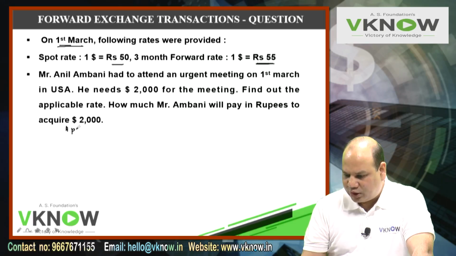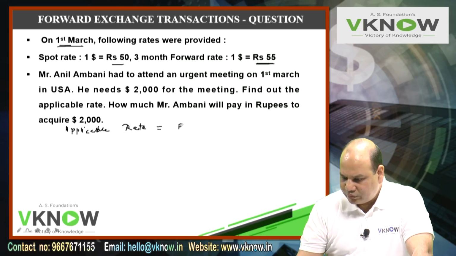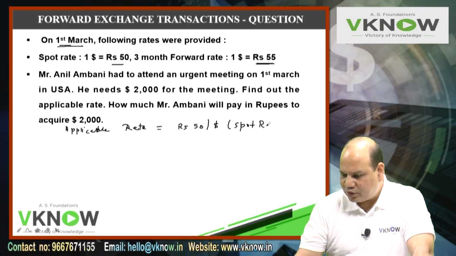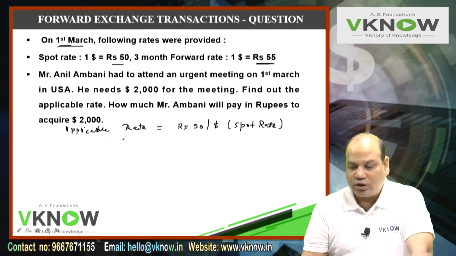Applicable rate. 2 lines I have to write. Which rate is applicable? The applicable rate is equal to spot rate. Spot rate is rupees 50 per dollar. In bracket you can mention spot rate because today is 1st March and he needs $2,000 on 1st March only. So the conversion will take place at 50 rupees.